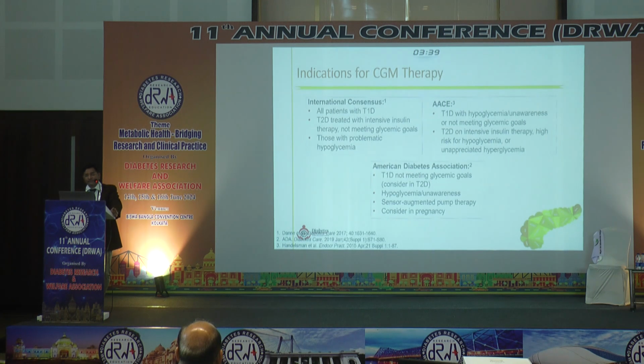So what are the indications of CGM? All type 1 diabetes, type 2 treated with intensive insulin therapy not meeting glycemic control, or those with brittle diabetes. ACE says type 1 diabetes with hypoglycemia unawareness, type 2 diabetes on intensive insulin therapy, and ADA says type 1 not meeting the glycemic goals, hypoglycemia unawareness, sensor-augmented pump therapy, and it may be considered in pregnancy.